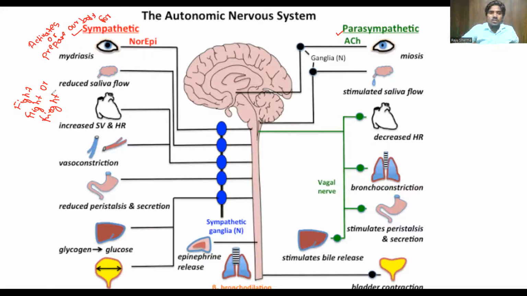specific chemicals. So out of those chemicals, the name of one chemical is given, which is norepinephrine. Okay, ये कौन सा केमिकल है? Norepinephrine. There's one more chemical which is called as epinephrine. So epinephrine and norepinephrine together, it activates the sympathetic nervous system.